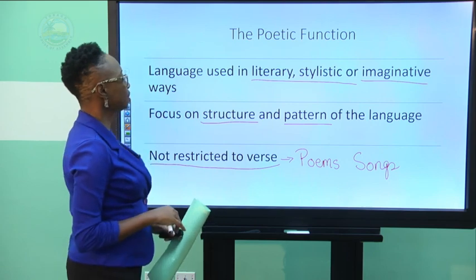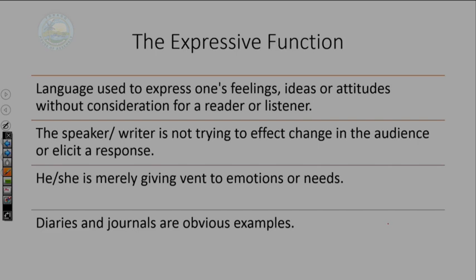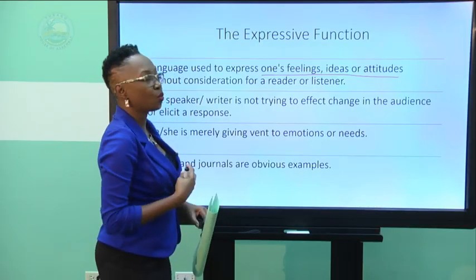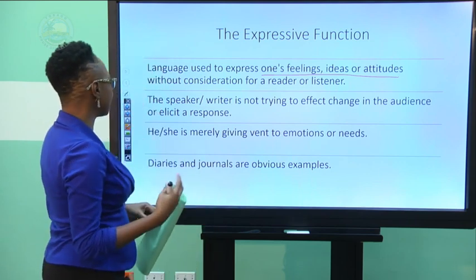All right? Moving along. Our second function is the expressive function. Now, this is a bit different from the poetic function, and you'll see why. When we talk about the expressive function, language is used to express one's feelings, ideas, or attitudes without consideration for a reader or a listener. You're writing for yourself. Now, it does not mean that it would not be read by anyone else, but the purpose of writing is to share your own feelings about an issue. You're talking about your own ideas, and we're going to see what are some examples of this.